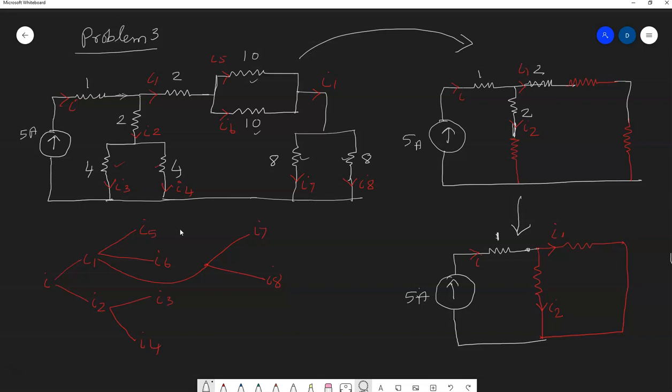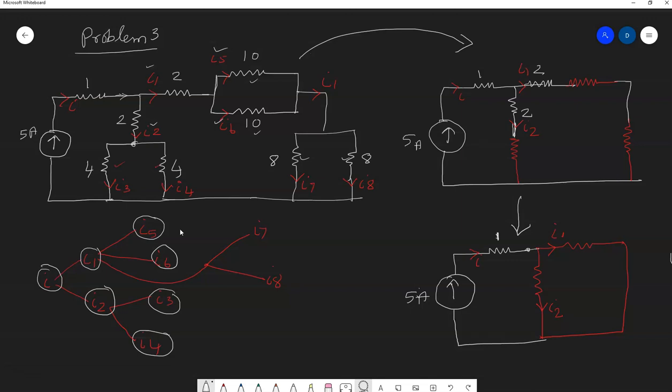So up to here you have the same 5 amps. If you look at this diagram, the current I divides into branches I1 and I2, which are these two. Further, I1 gets divided into I5 and I6, which are these two, and I2 at this junction divides into I3 and I4. You get a nice network diagram here, a tree-like structure.